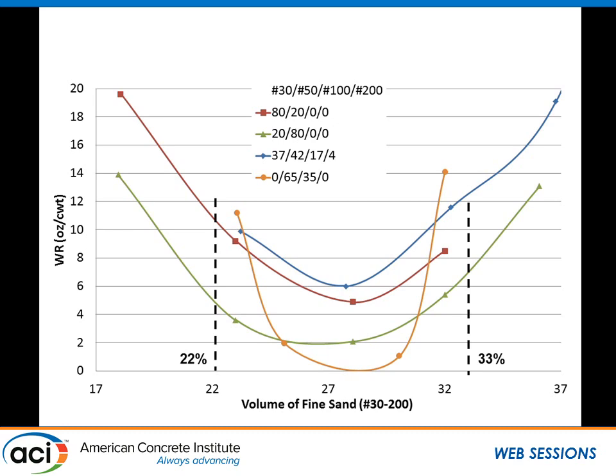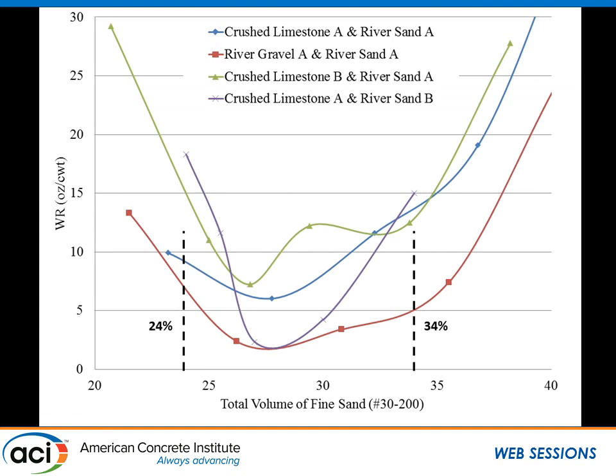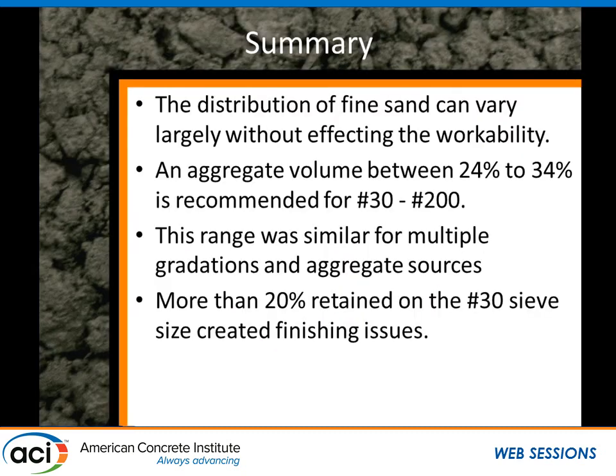It's pretty good insight. I haven't seen any paper that's talked about this before. And I did almost the same thing with different aggregates. We used 3 different coarse aggregates and 2 different sands, and found exactly the same thing. Okay? So, in summary, distribution of fine aggregate can vary largely without affecting the workability.